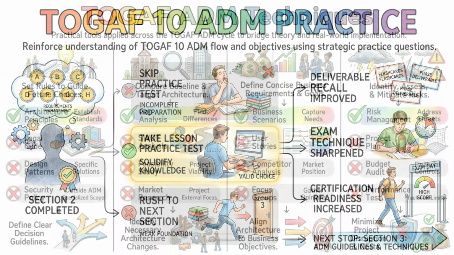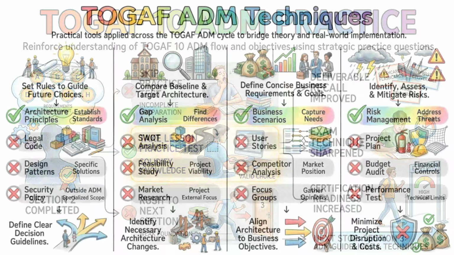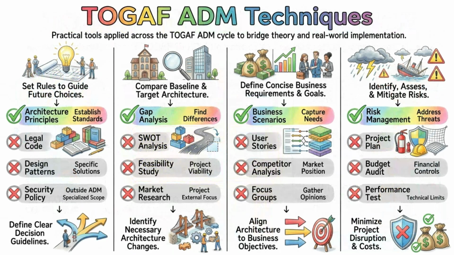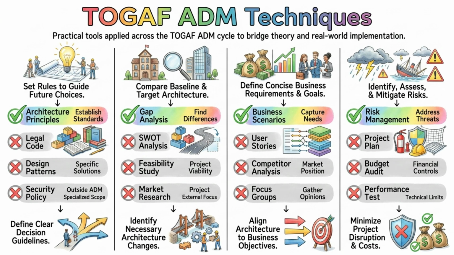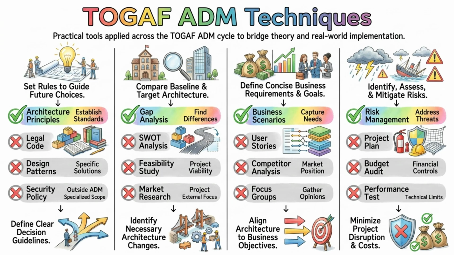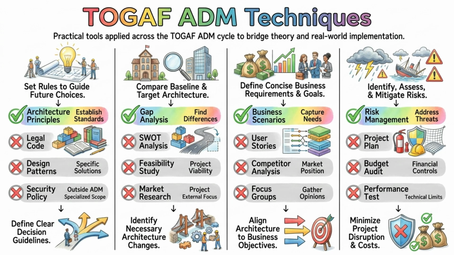Welcome back to Section 3, where we explore the essential ADM guidelines and techniques that make enterprise architecture work in practice. In this lesson, you will learn how to apply key techniques like architecture principles, gap analysis, business scenarios, and risk management across the ADM cycle.